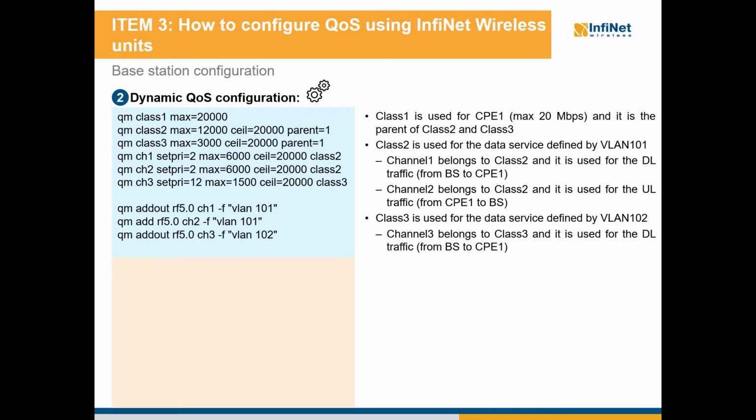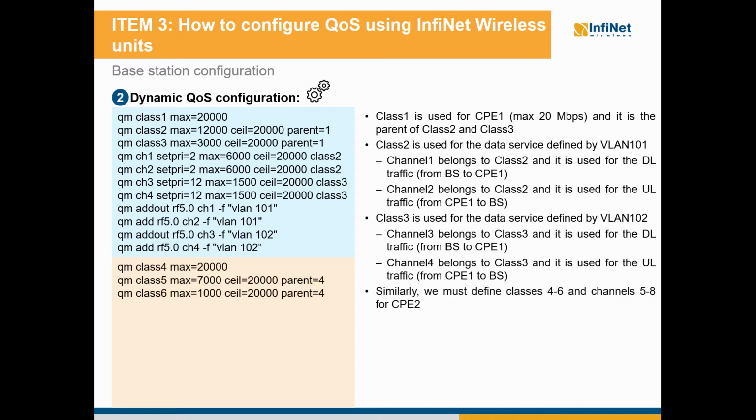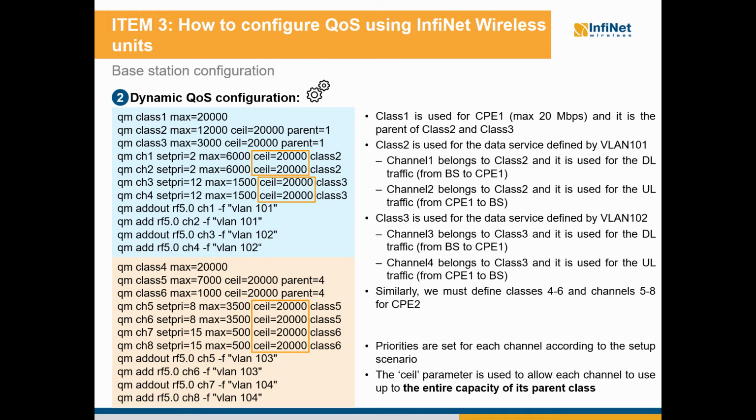Class 3 is used for the traffic of PC2, which is tagged with VLAN 102. Channel 3 belongs to class 3 and it is used for the downlink traffic of PC2. And channel 4 also belongs to class 3 and it is used for the uplink traffic of PC2. In a similar way, classes 4 to 6 and channels 5 to 8 must be defined for the traffic of CPE2. Priorities are set for each channel according to the required service level. And the CL parameter is used to allow each channel to use up to the entire capacity of its parent class.